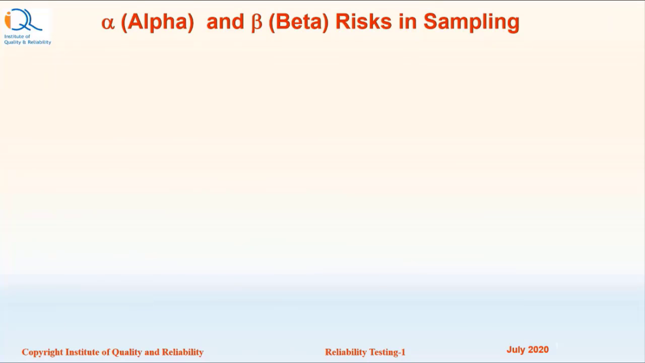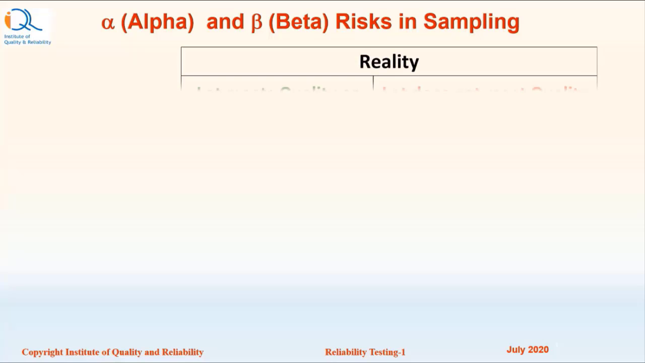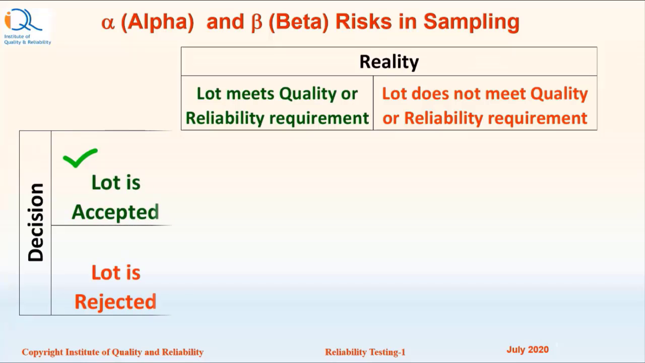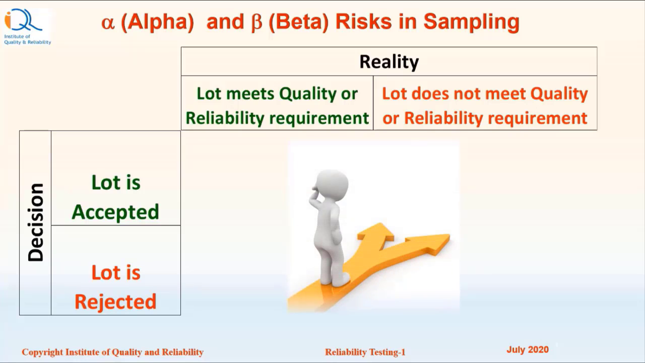Let us understand alpha and beta risks in sampling. In reality, there are two possibilities. The lot either meets quality or reliability requirements, or the lot does not meet quality or reliability requirements. And our decision also could be that we accept the lot or we reject the lot. So what is the consequence of these two different decisions?